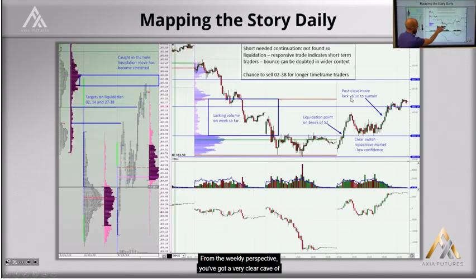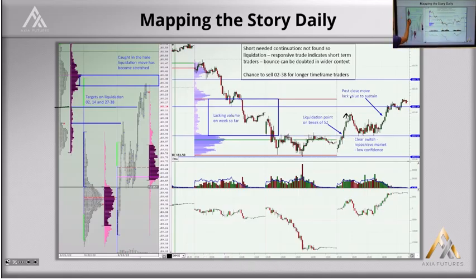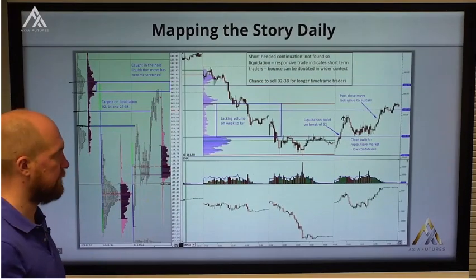From the weekly perspective, you've got a very clear cave of volume as well. So this is the profile over the 2 days, Monday, Tuesday of the week. You get the liquidation move up. Once that's happened, you're above 52. On this day, your overall view is this is a market that can bounce now. And as long as you hold above 52, you get the continuation with a very easy target up towards single print and then VPOC from Monday. So it's just a pullback up the range.